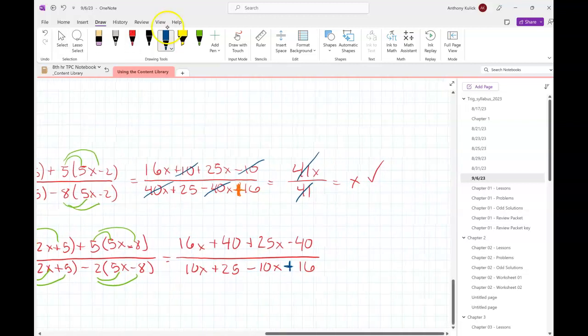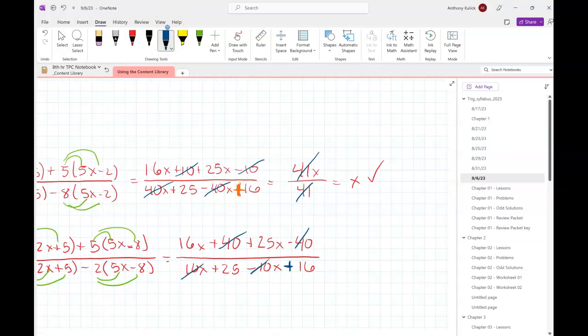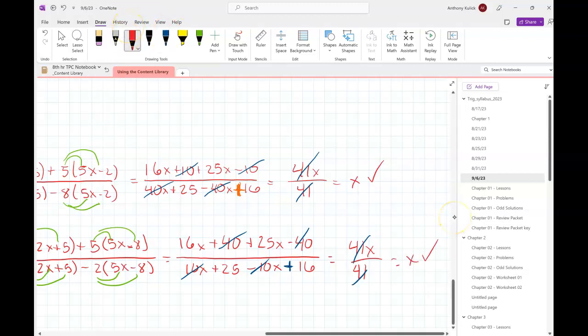All right, combine some like terms. So positive 40, negative 40. See ya. Positive 10x and negative 10x. See ya. 16x plus 25x is 41x. 25 plus 16 is 41. 41's canceled. And we're left with just x.